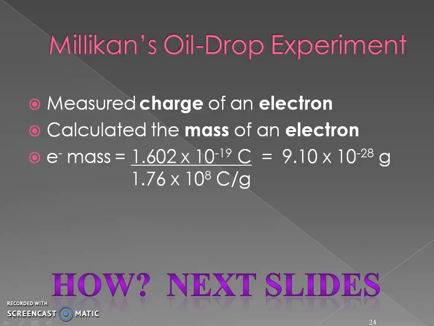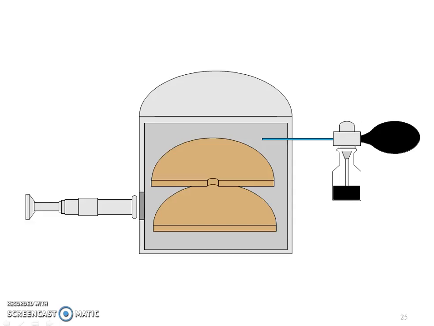Then Mr. Millikan came up with what was called the oil drop experiment. So he actually measured the charge of the electron. Now remember, this was from J.J. Thomson's coulombs per gram mass to charge ratio. And if we have the charge of an electron, then we can discover the mass of an electron. And notice it's very small, negative 28, very, very small. So how did this happen?